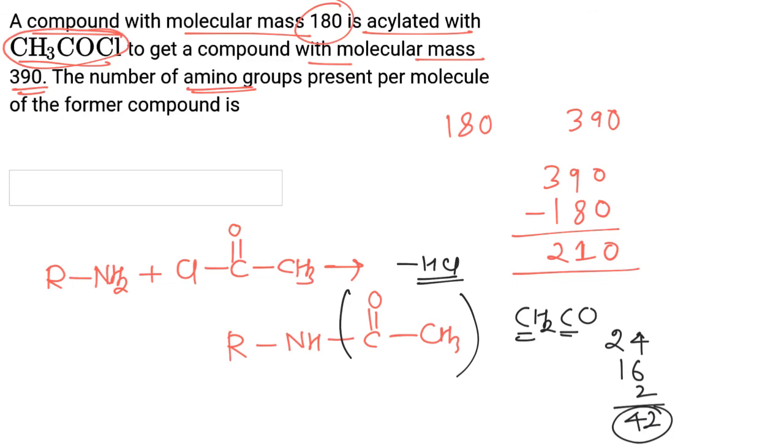So if there is a change of 210, then the number of CH3CO groups is 210 divided by 42, which is equal to 5. So this molecule must have 5 NH2 groups, and hence the correct answer is 5.